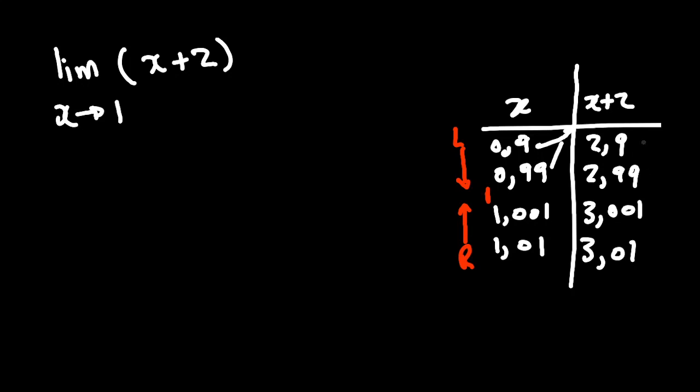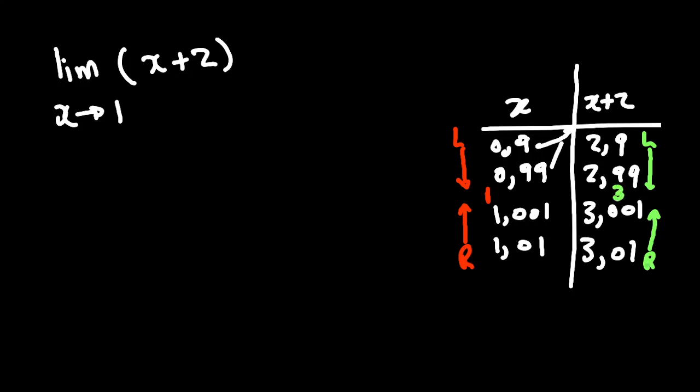If I'm going from left to right here, and from right to left here, I first get 2.9, and then 2.99. This means I'm coming closer. I'll get 2.999, 2.9999, 2.99999, until I get to 3.